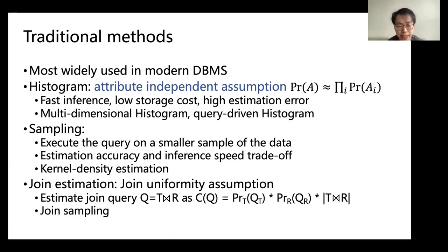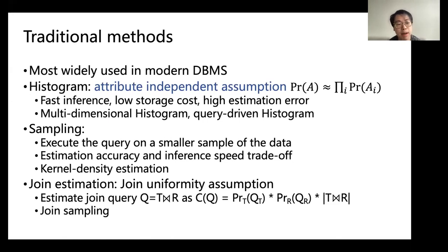In the case when they handle joins, they generally adopt the join uniformity assumption. A simple case would be joining two tables, a query Q joining T and R. For Q, we denote QT and QR as the single table filters. And the cardinality of Q can be written as a product of the single table probability of QT on table T, the single table probability of QR on table R, multiplied by the final join size of T join R. So basically assuming the join keys are uniformly distributed.